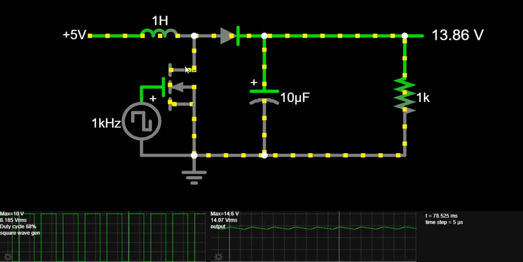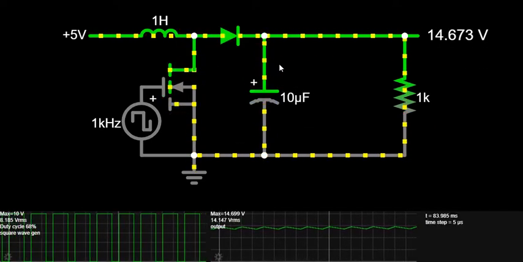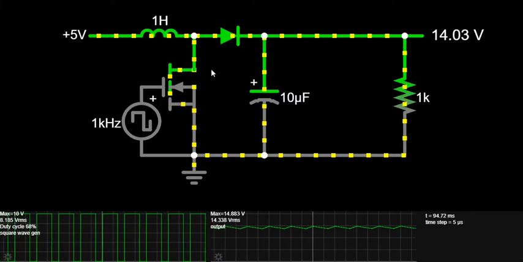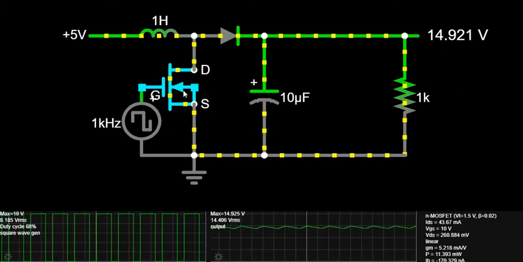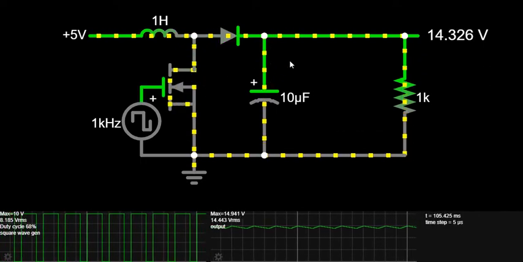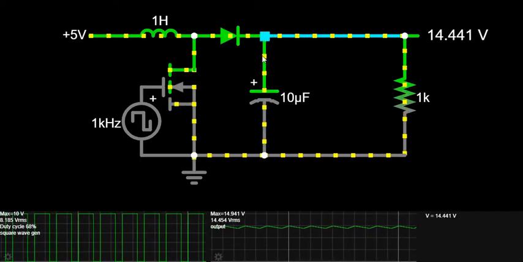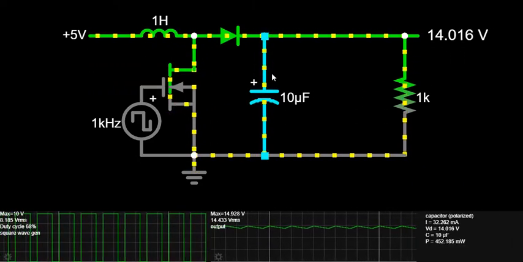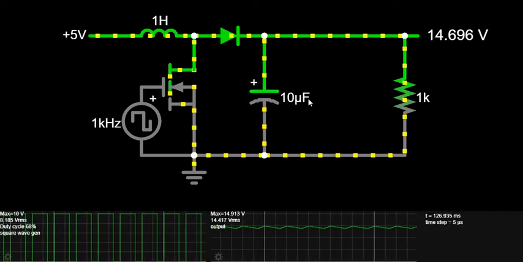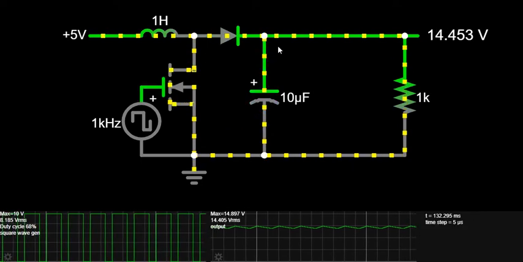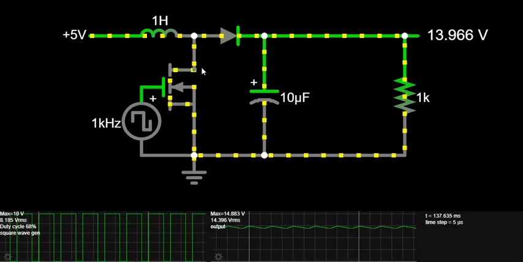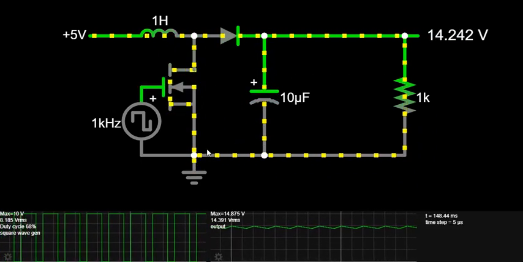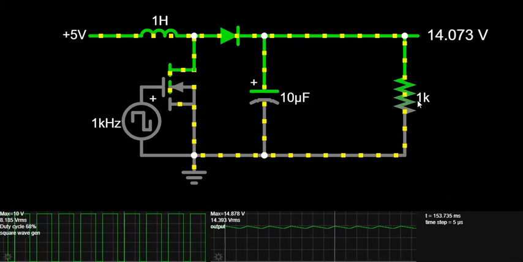When the MOSFET is on, the capacitor will discharge and supply current to the load. When the MOSFET is off, it will charge like this. You can see it is always charging and discharging. During the off condition of the MOSFET it will charge, and during the on condition of the MOSFET it will discharge. So this is the funda of the boost converter, how it works.